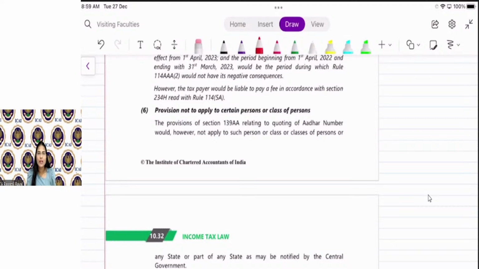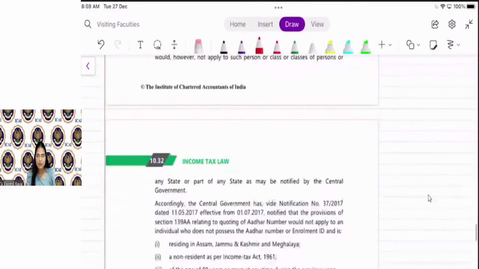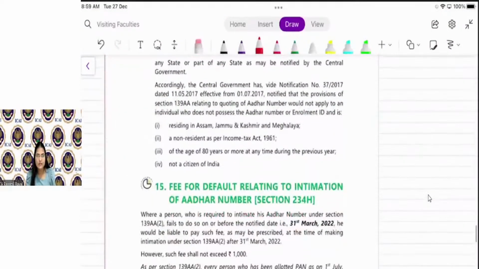Now, the provision for linking Aadhaar with PAN is not applicable to certain classes of persons: those residing in Assam, Jammu and Kashmir, and Meghalaya; non-residents as per the Income Tax Act; individuals of the age of 80 years or more at any time during the previous year; and those who are not citizens of India, that is, foreign citizens. They are not required to link their Aadhaar with PAN.